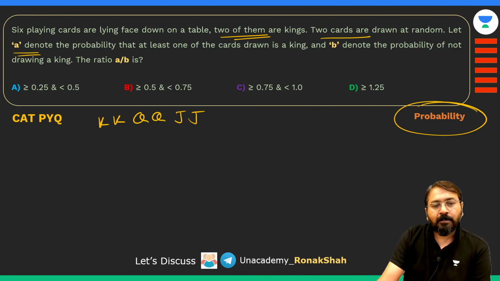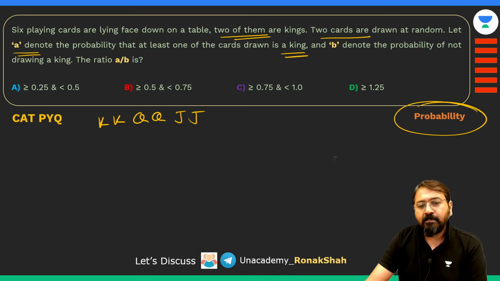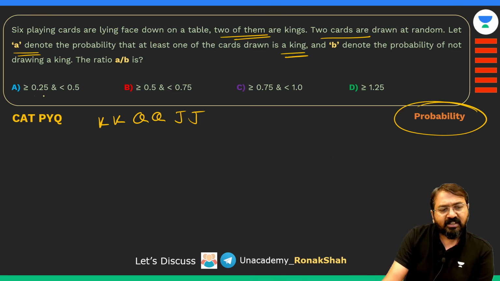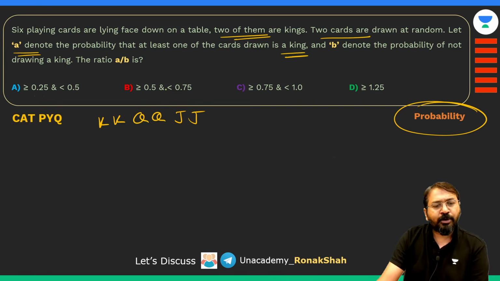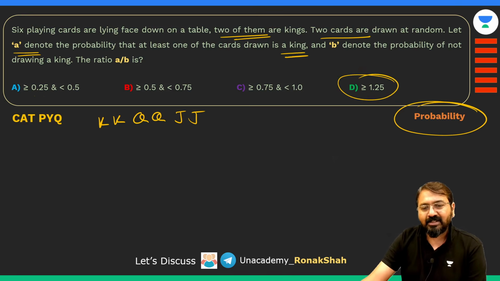Let A denote the probability that at least one of the cards drawn is a king, and B denote the probability of not drawing a king. The ratio A by B, and the options are given as greater than 0.25, less than 0.5, greater than 0.5, less than 0.75, and so on and so forth. There is only one value which is greater than 1.